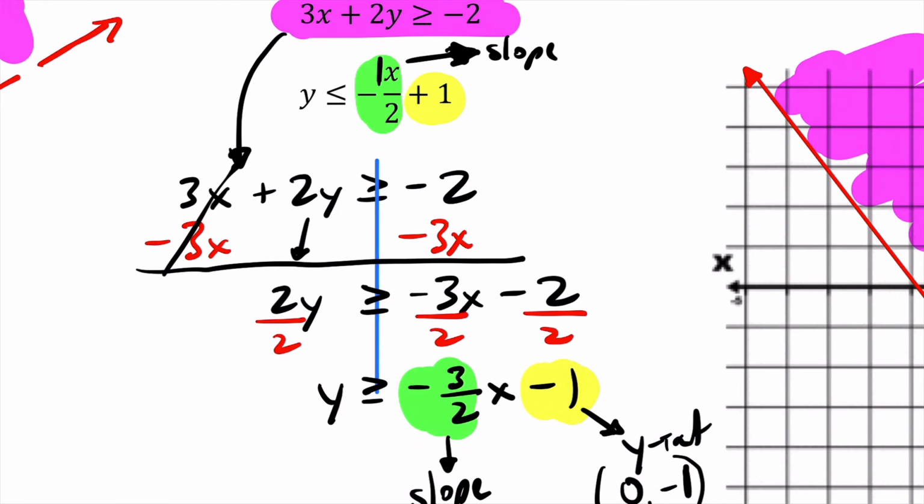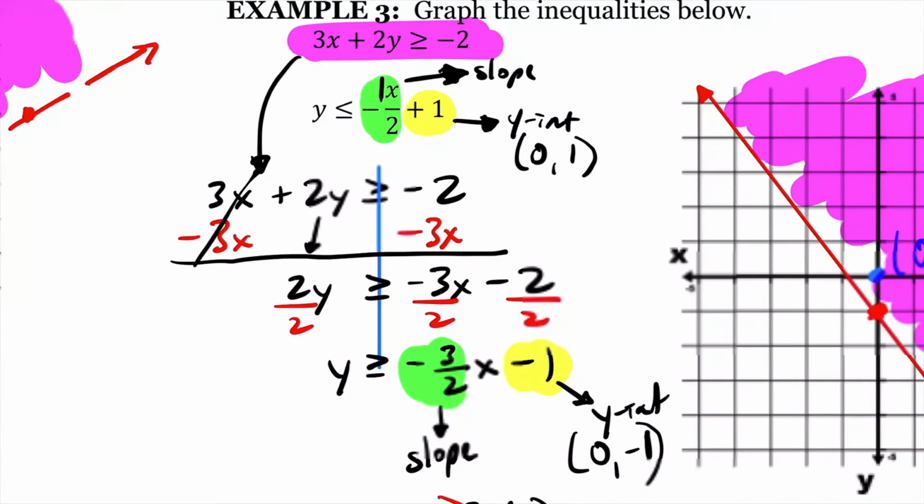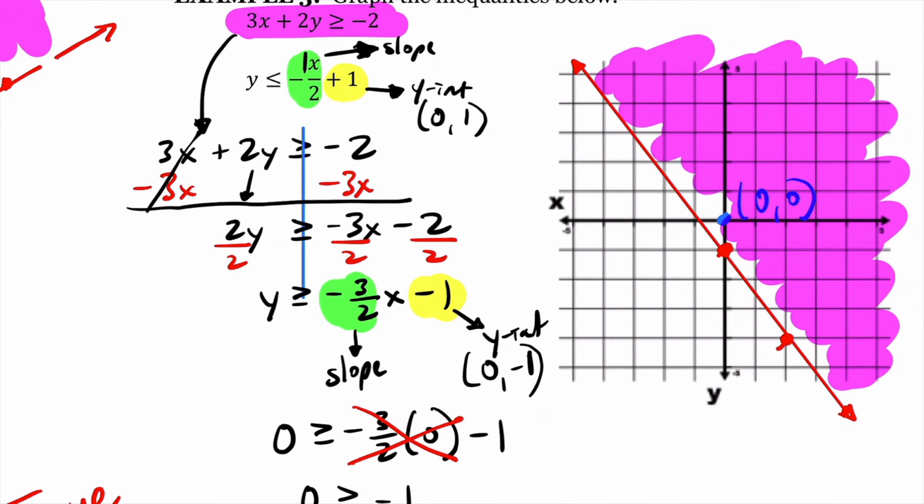The y-intercept is right there. So that's 0, 1. I'm going to do it on the same graph, right on top of the graph. The shading part is going to be a little weird because I've already shaded, but I haven't shaded for this one yet. So I go up 1, make a dot.